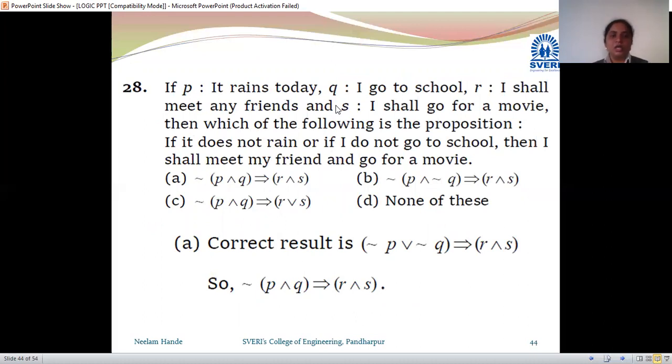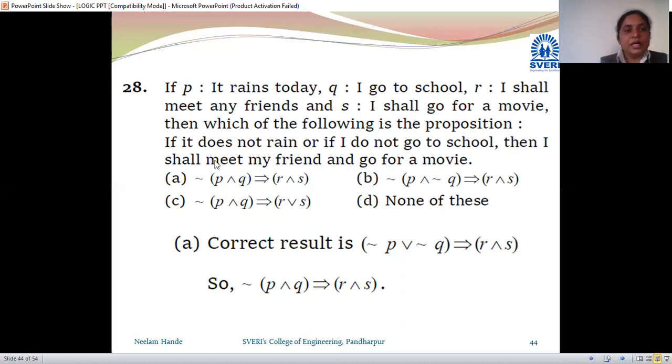Okay, next question. P statement given is it rains today, Q statement is I go to school, R statement is I shall meet any friends, and S statement is I shall go for a movie. Then which of the following is a proposition? What is this statement? If it does not rain, or if I do not go to school, then I shall meet my friends and go for a movie. First is if, there is if and then. If and then is an implication, so there is implication in between.